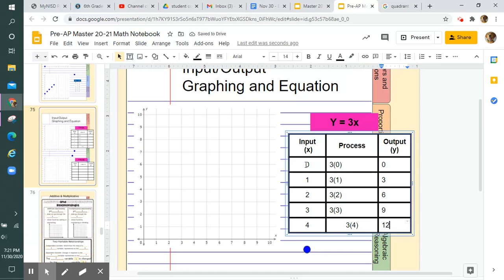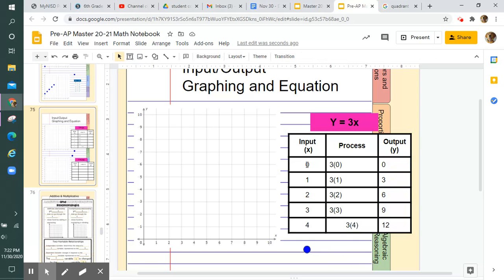Okay, so now we have all of our x values right here on the left, and then we have all of our y values right here on the right. Okay, so now we can graph those. So our first one is that x is 0 and y is 0. So I'm going to take a dot and put it at 0, 0. Our next one is that x is 1 and y is 3.